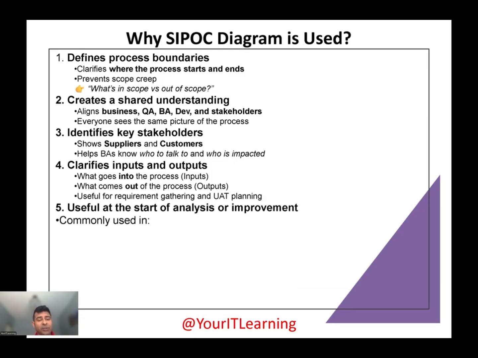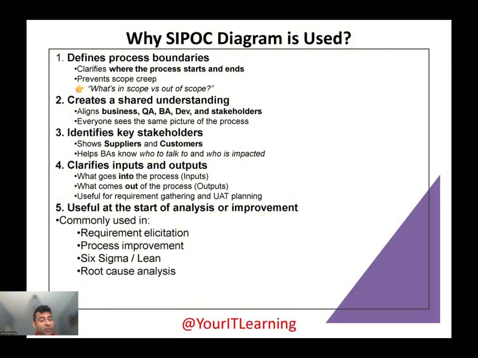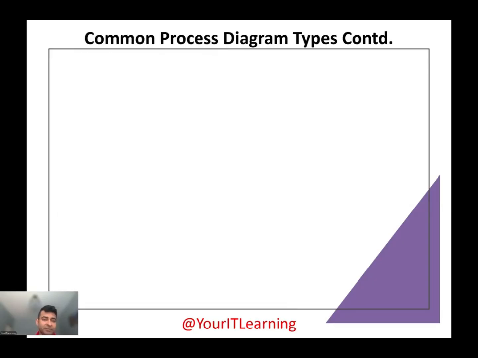Where it's commonly used: requirement elicitation, process improvements, Six Sigma, Lean, root cause analysis to find out where the error happened and what we should fix. It saves time. It's high level and simple, with no deep steps. Great starting point before a detailed flowchart or user stories are created.